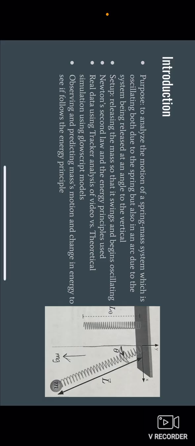So, for the introduction, the purpose was to analyze the motion of a spring mass system that was oscillating due to the spring, but was also released not from the vertical, which meant that it was swinging around as well. So it was at an angle. So I released it so that it would swing and begin oscillating up and down, while also side to side.